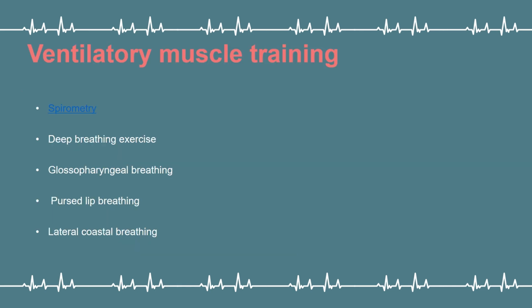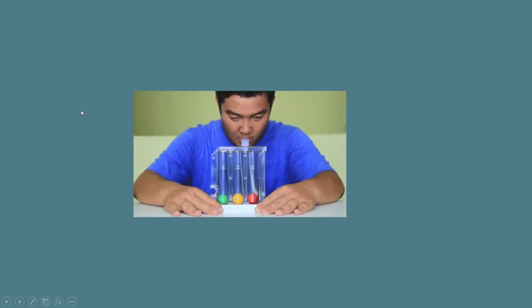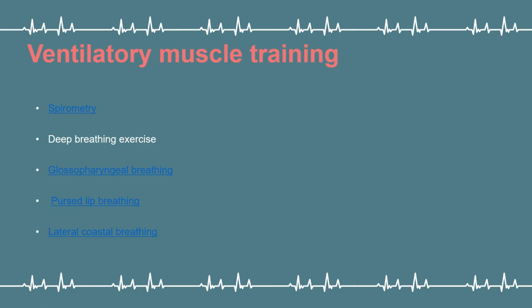Now, what is ventilatory muscle training? First comes spirometry. Here, the patient in a comfortable position takes a few deep breaths. Now place the spirometer in the mouth and inhale. Now hold and exhale. As we can see in the presented video, this increases the volume of the inspired air and prevents alveolar collapse. Next we go for deep breathing exercises.